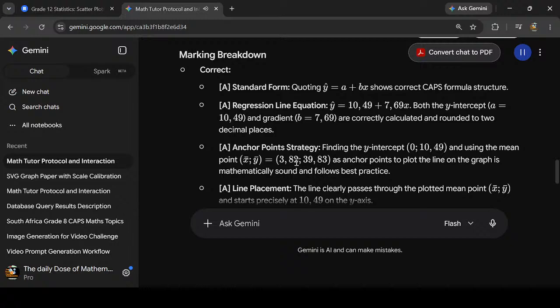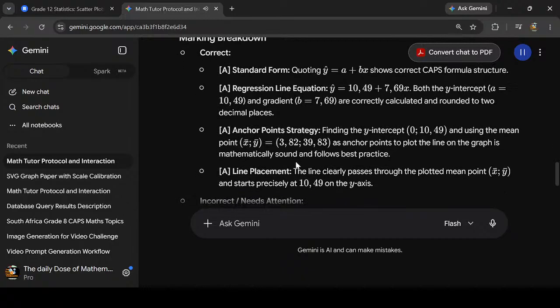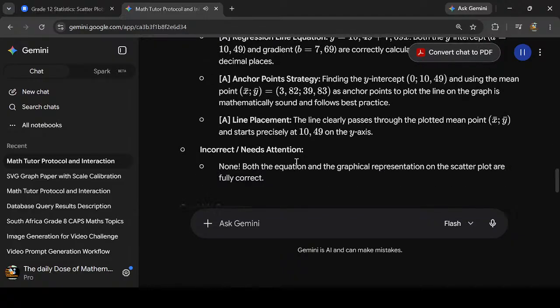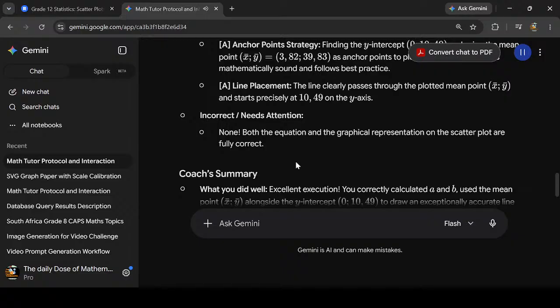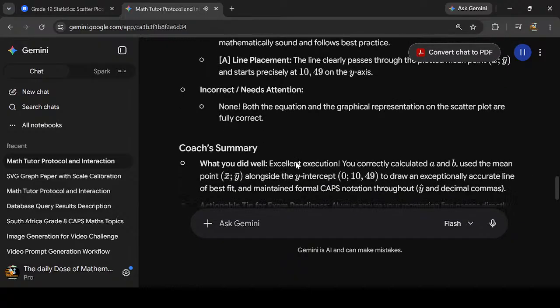Anchor point strategy. Finding the y-intercept, a, 10,49, and using the mean point, x bar, y bar, equals 3,82, 39,83, as anchor points to plot the line on the graph is mathematically sound and follows best practice. Line placement: the line clearly passes through the plotted mean point, x bar, y bar, and starts precisely at 10,49 on the y-axis. Incorrect, needs attention: none. Both the equation and the graphical representation on the scatter plot are fully correct.